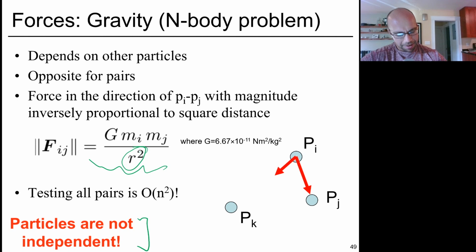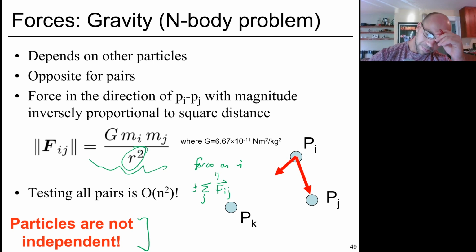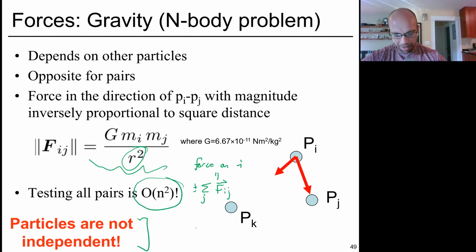So let's say that I want to figure out all of the forces on some particle i. Well, what do I have to do? I have to sum over all of the j's, the force exerted on i from j. To be honest, I don't remember the sign. This is plus or minus. Okay, so if I want all of the forces on all of the particles in my physical system, in essence, I end up with a double sum. So this is actually order n squared time.